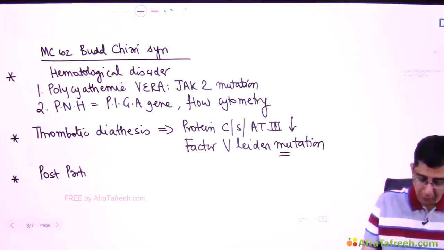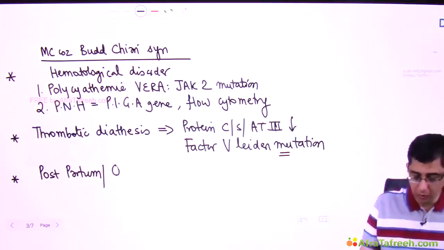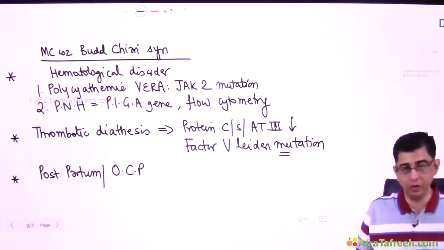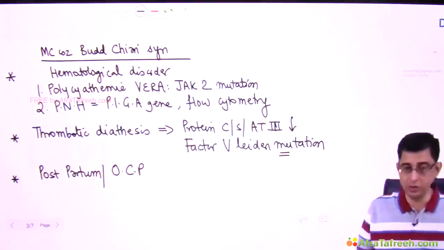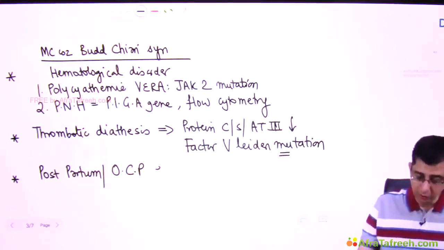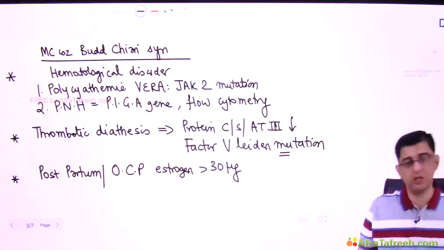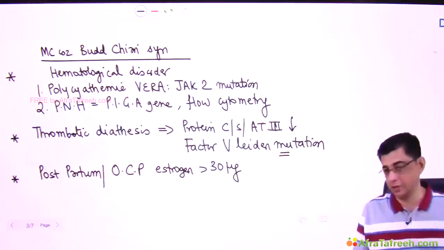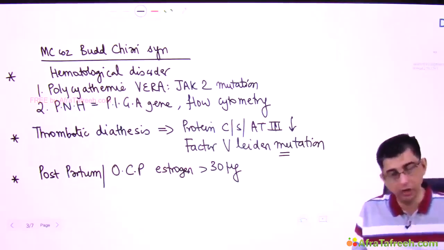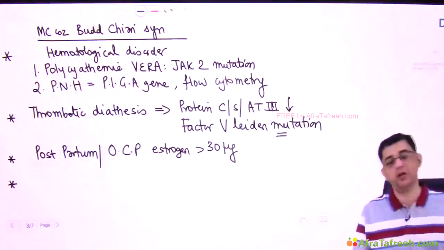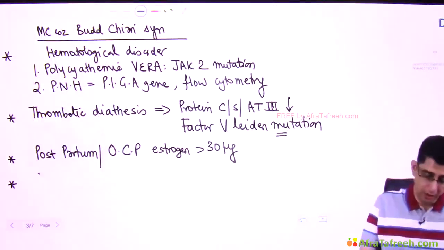Then from a female perspective, even the old generation OCPs, you see nowadays we are using the word COC, combined oral contraceptive pills, but earlier the word used was OCP. The OCP that was containing estrogen in a dose more than 30 mics. Nowadays all the pills, the government ones or the standard ones, always have estrogen of 30 mics or lesser than that. But the older ones which had high estrogen could contribute to a hypercoagulable state. Then, like I said, tumors.